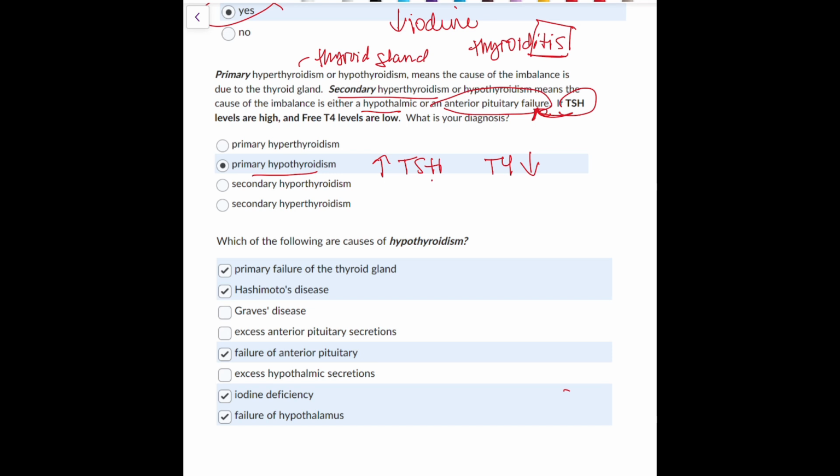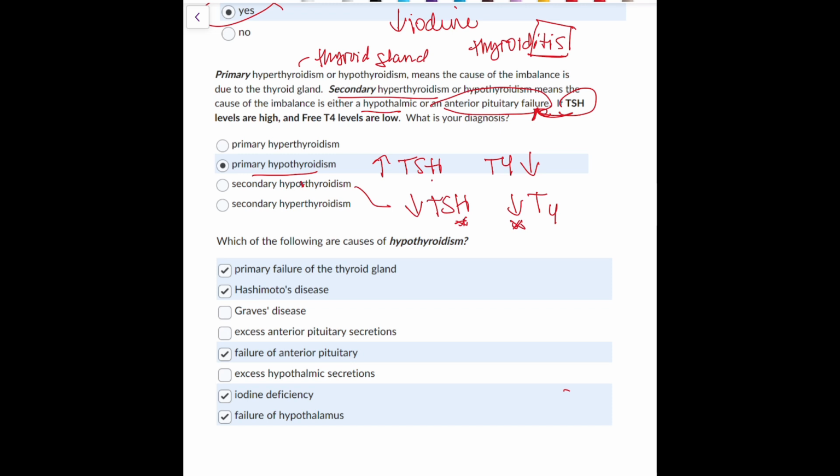If it was secondary hypothyroidism, then what you would see is low TSH and you would see low free T4. And that would make sense. If the pituitary gland isn't secreting, then you're not going to see any thyroid gland activity, so you wouldn't see free T4.